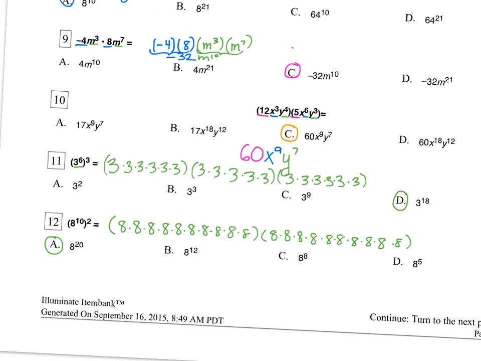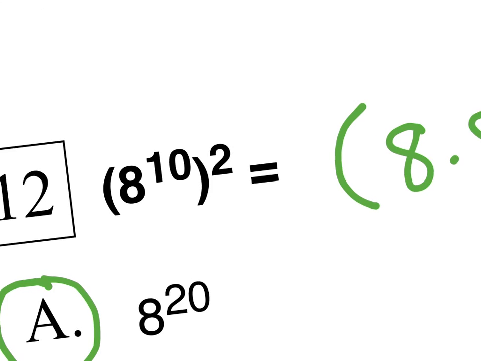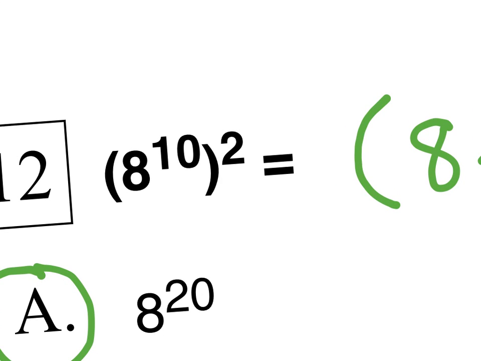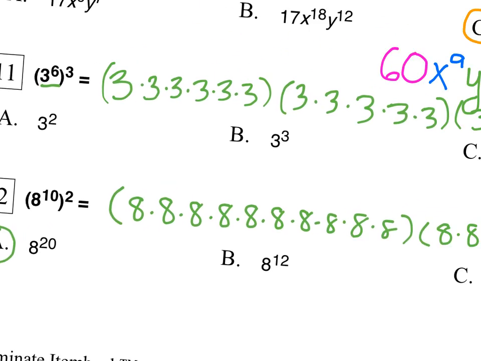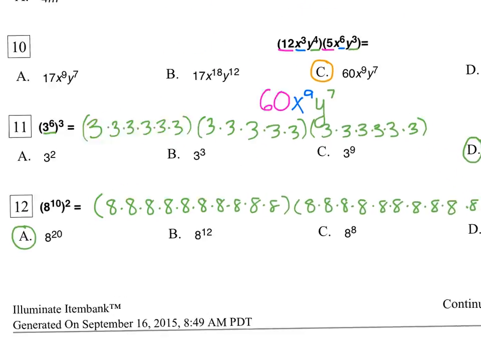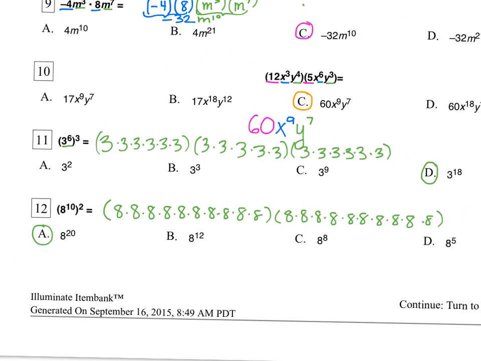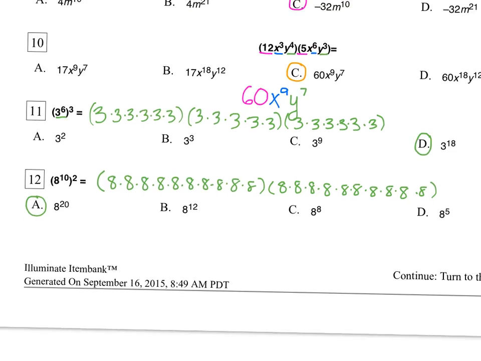Number 12 is 8 to the power of 10, then raised to the power of 2. So first I'm going to say, okay, 8 to the power of 10, I'm going to write out 10 eighths. And I'm going to do that 2 times because I have an exponent of 2, so I have a total of 20 eighths.